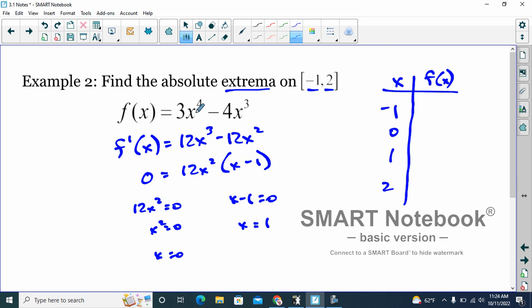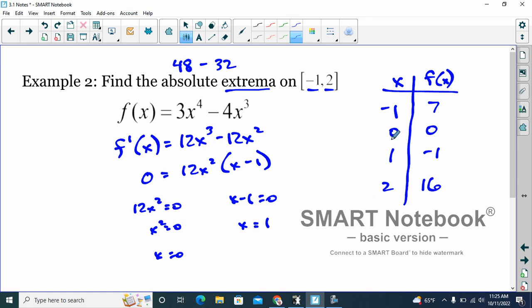So plugging in -1 gives me 3 plus 4. Plugging in 0 gives me 0. 1 gives me -1. And 2 gives me 3 times 16 minus 4 times 8, which gives me 16. So I take all my x values, I plug them all back into the original equation.